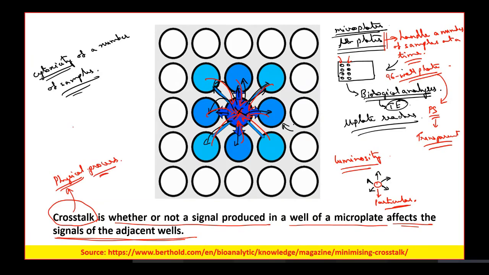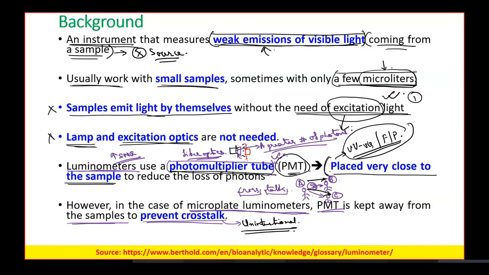So you need to place the detector as close to the wells as possible. Because if you look at the previous slide, if you place it more closely to the sample cuvette, it will be very difficult for the radiations from the other cuvette to gain entry into the detector.